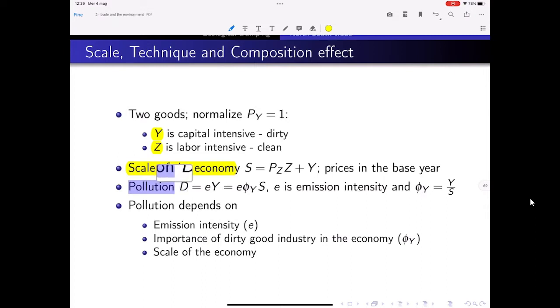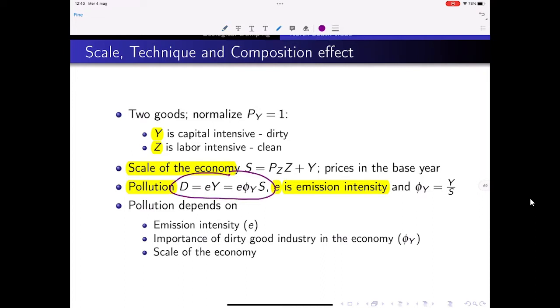Given this, I can define what pollution is. Pollution is emissions times the quantity of output produced in the polluting sector. That would be here my Y. Y is the output in the polluting industry, and E is the emission intensity. E, emission intensity, times Y is pollution. So this is a definition.